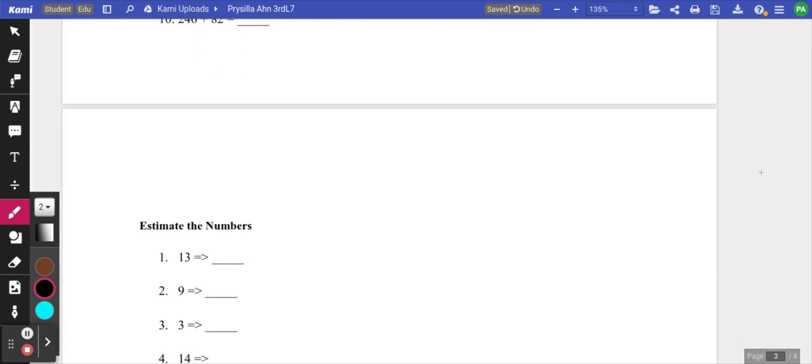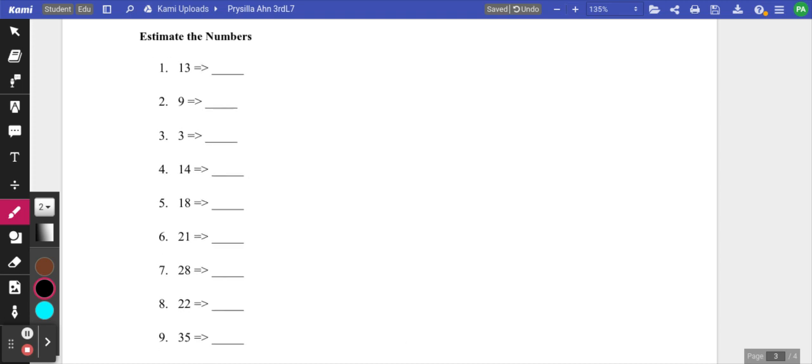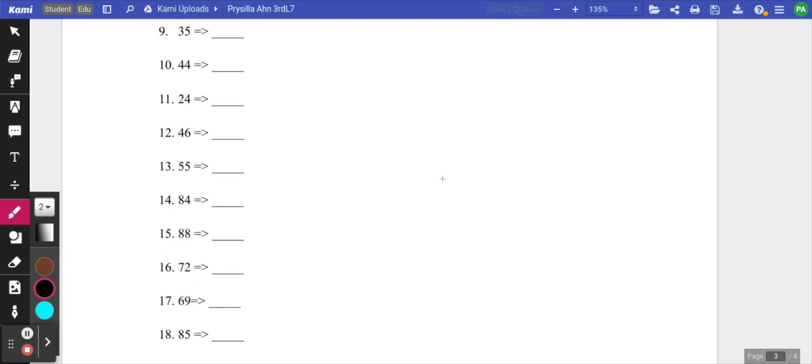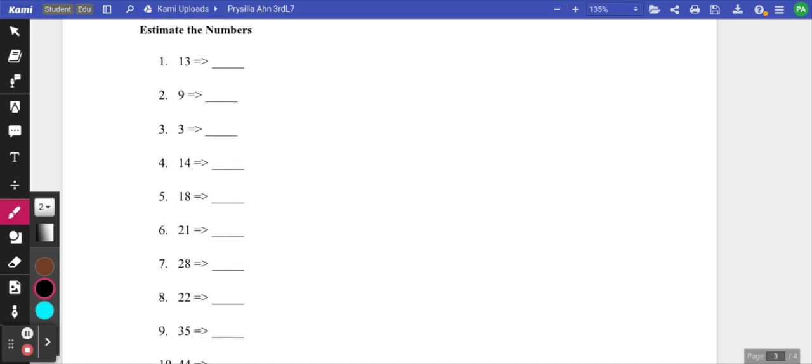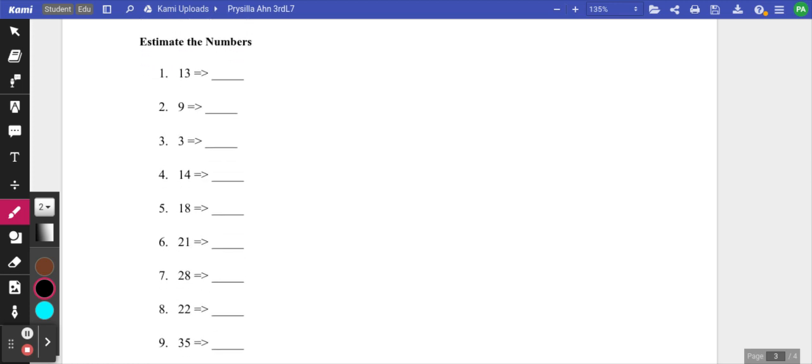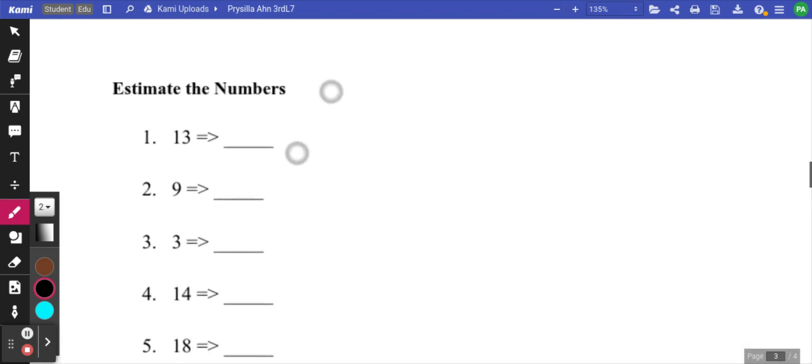Moving on. We're going to be estimating the numbers now. So you can see that there is no specific place we're estimating to. Well, obviously, when it comes to tens, you're going to round to the tens because you can't round to the ones. But let's say, for example, there were hundreds. When it's just asking to estimate the number, you're just going to estimate to the biggest place. So that being said, let's try number 1 together.